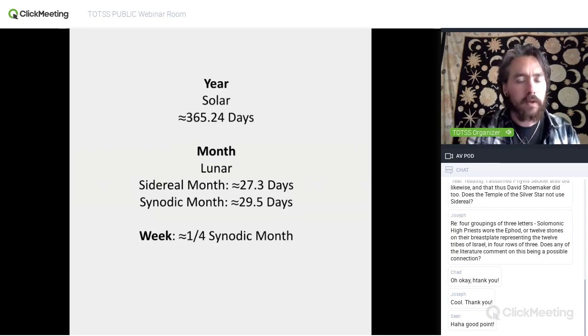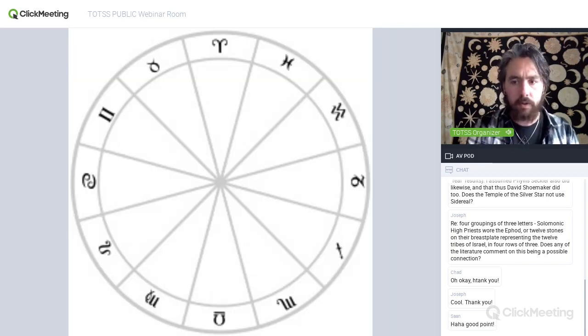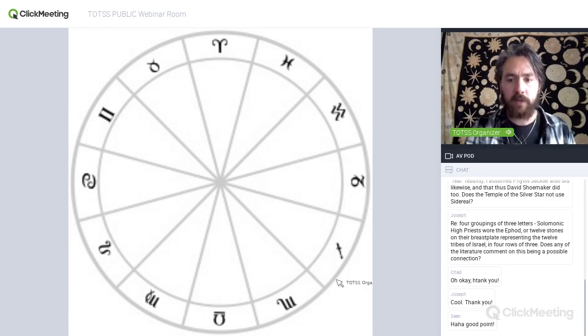So let's see, I'm going to switch. Okay, so here we've got our zodiac wheel. We'll talk about the glyphs and the specific signs in a few minutes. But I just want to quickly show you the idea of the synodic versus sidereal lunar month. Now, the word sidereal here doesn't have anything to do with sidereal astrology. It just means relative to the stars.